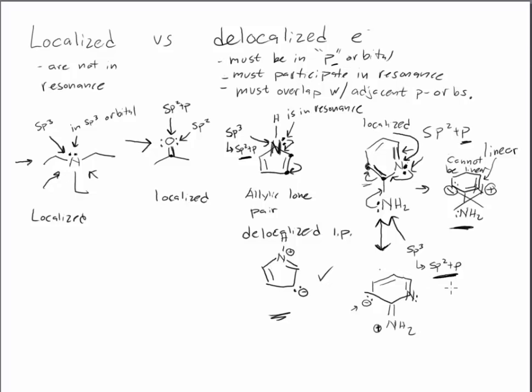So really our nitrogen, this one right here, has rehybridized to sp2 plus p, allowing this lone pair to be in a p orbital, which allows it to participate in the allylic lone pair resonance pattern. So this is delocalized. So the last example here had one localized lone pair, the first one, and one delocalized lone pair, this second one on the NH2.